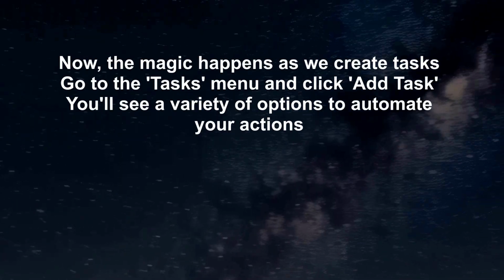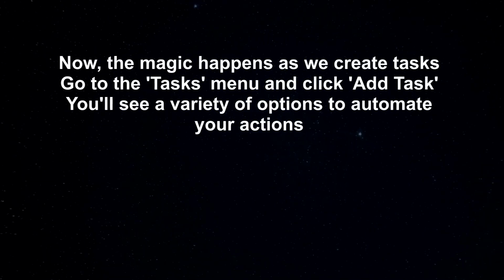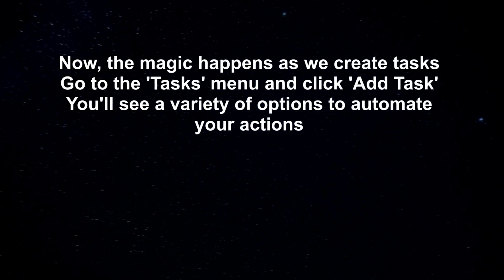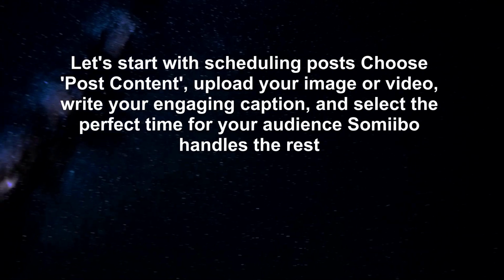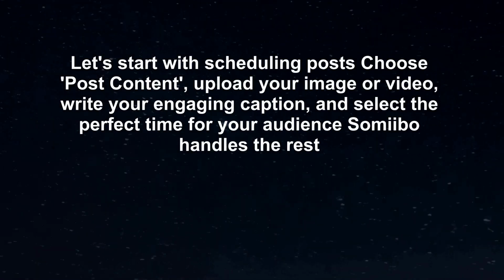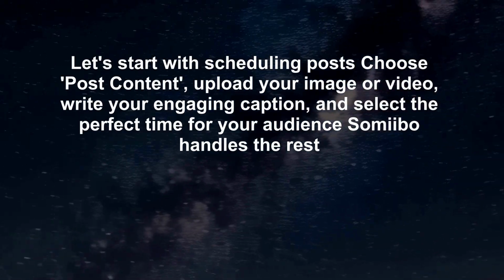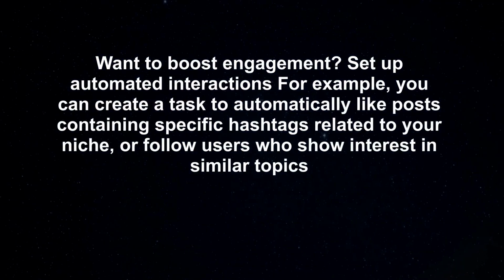Now, the magic happens as we create tasks. Go to the Tasks menu and click Add Task. You'll see a variety of options to automate your actions. Let's start with scheduling posts. Choose post content, upload your image or video, write your engaging caption, and select the perfect time for your audience. SOMIIBO handles the rest.